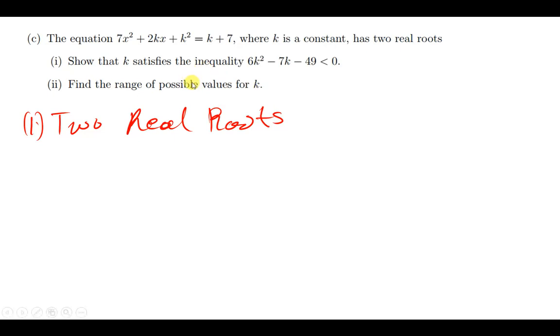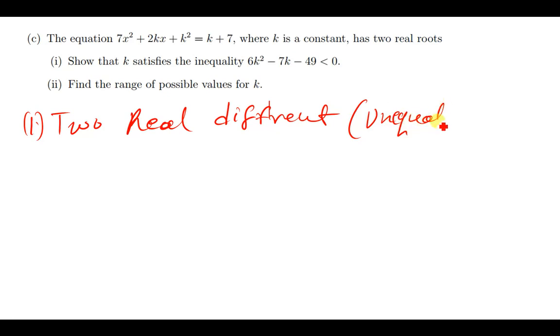That's why we're talking about two real different roots. So we say two real different or two real distinct roots. Some books say unequal roots. These are the first types of roots that we have.